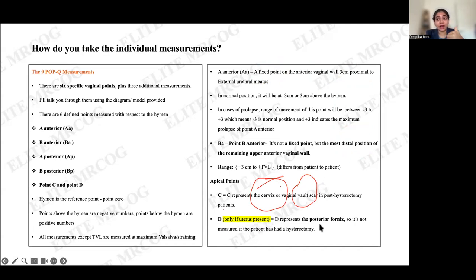So this particular graph, we don't have the D. So it's basically a hysterectomized lady we are dealing with. D represents the posterior fornix, and when the patient has had a hysterectomy, we do not mention D. We just write it as blank. Clear? So these are the buzzwords you guys have to remember.